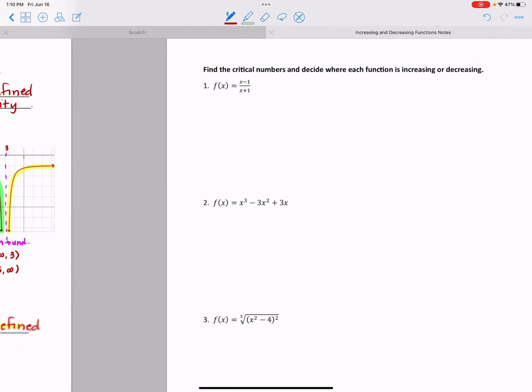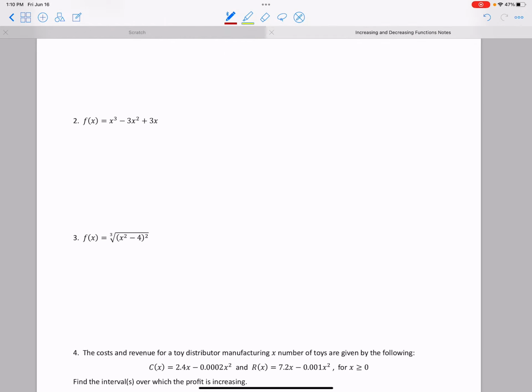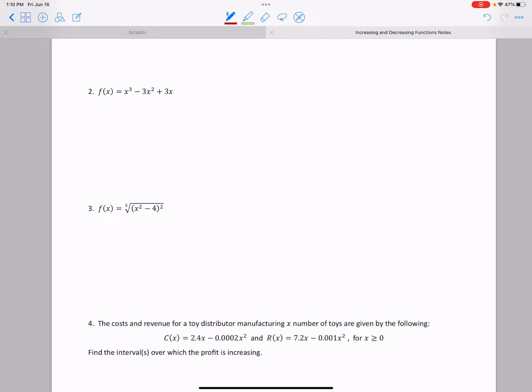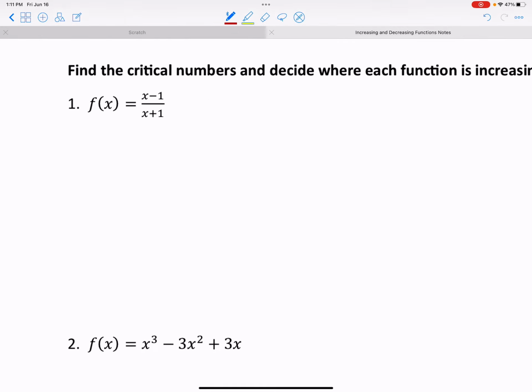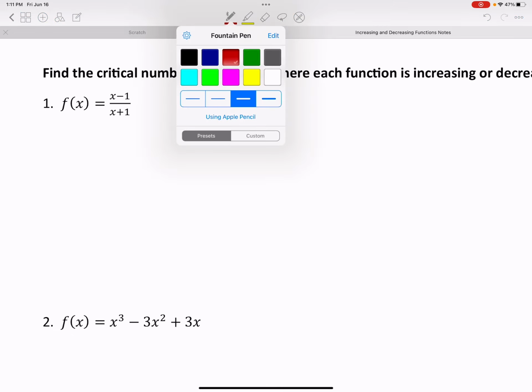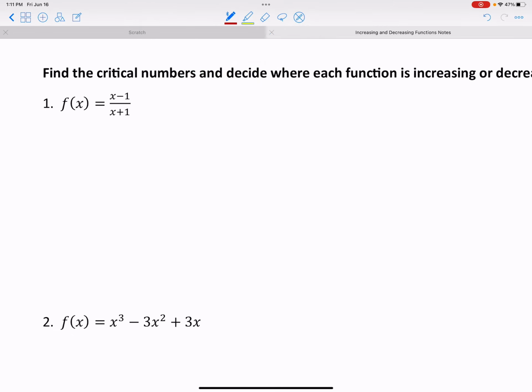Okay, so let's try this out. Let's look at a few examples. I have a mixture here, so I've got a rational function, a polynomial function, a radical function, and then a word problem, probably your most favorite thing, right? So let's try it out. We're going to find the critical numbers and decide where each of these functions is increasing or decreasing.